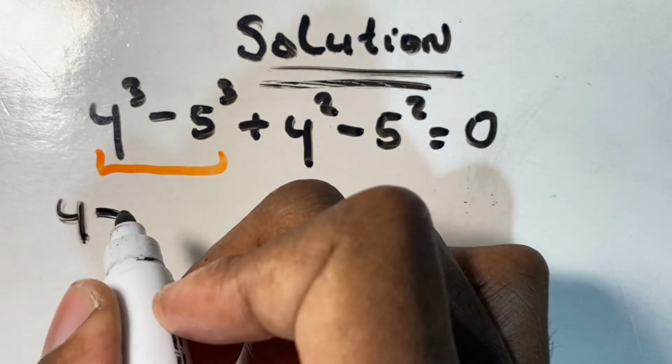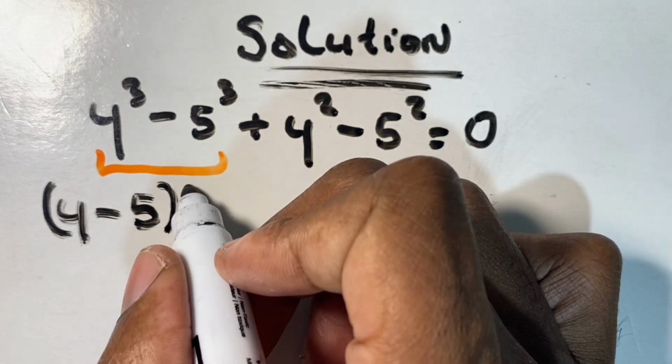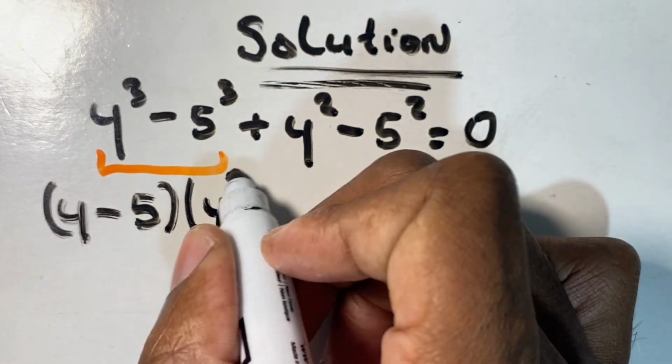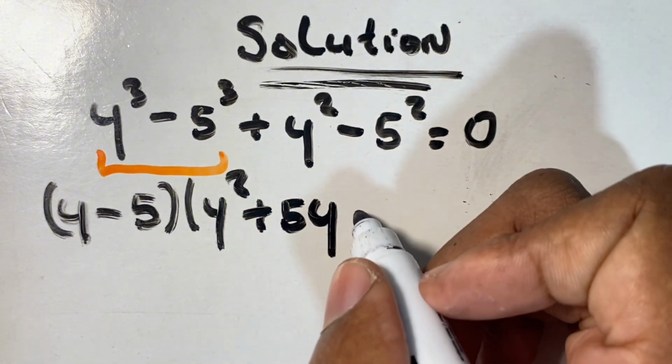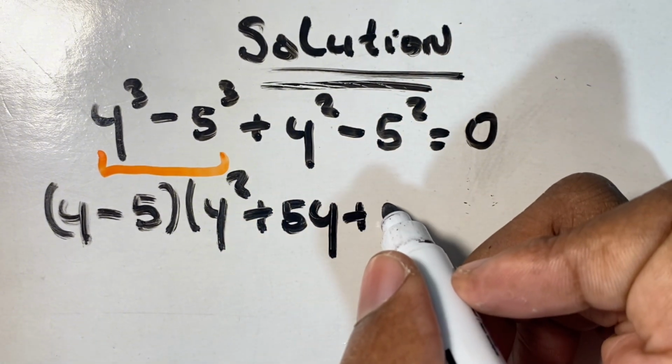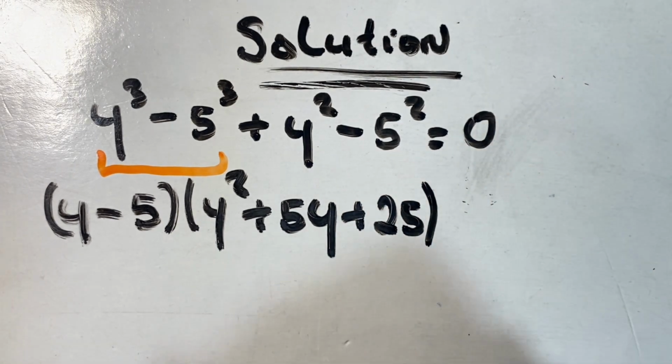So we have the difference of two cubes, and the way we expand this is having a pair of double brackets where we have y minus 5 in one bracket, and in the other we would have y squared plus 5y plus 5 squared, or we could just say 25. So this is how we expand the difference of two cubes in this situation.